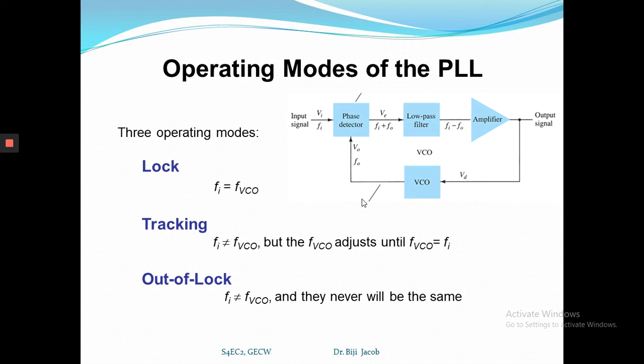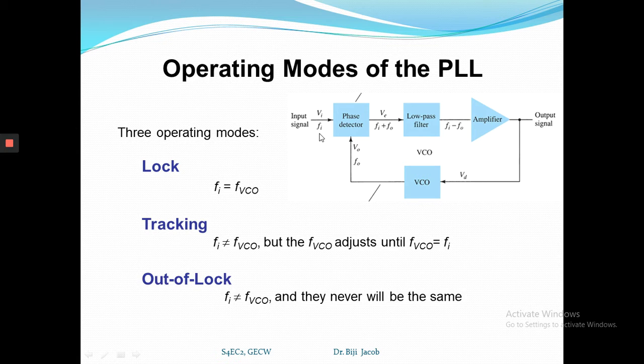It has three modes of operation. The three modes of operation are, first, lock, second, tracking, and third, out of lock. If you are not giving any controlling signal to the input of the VCO, the VCO will operate at its free running frequency, depending upon the external components, resistance and capacitance, connected with the PLL.